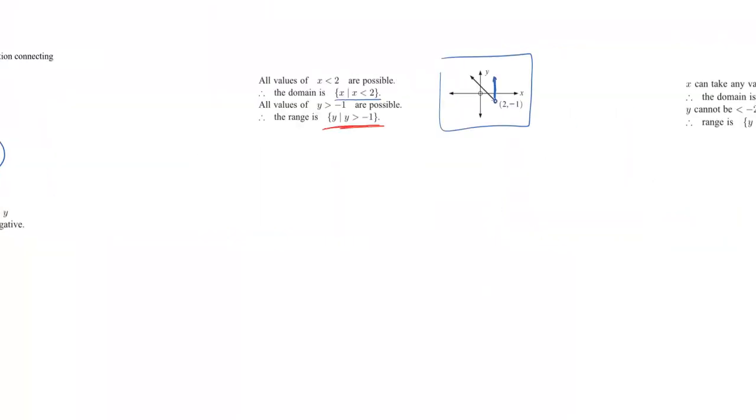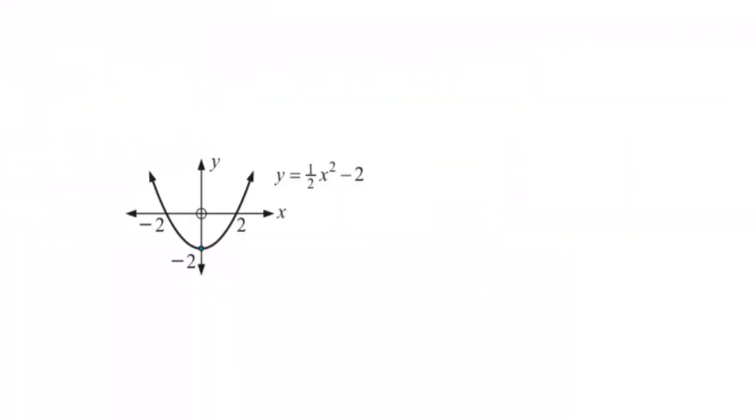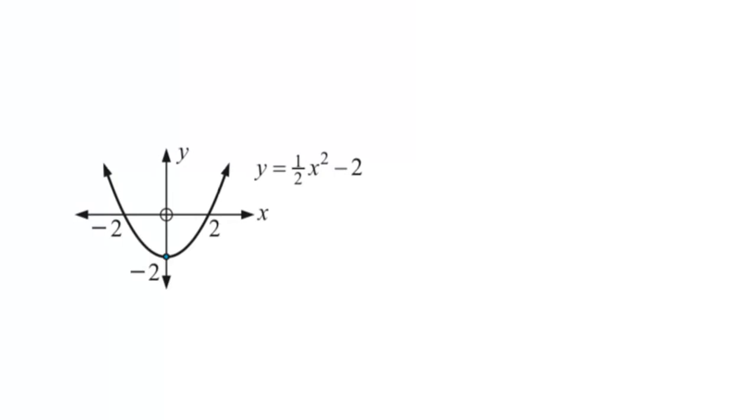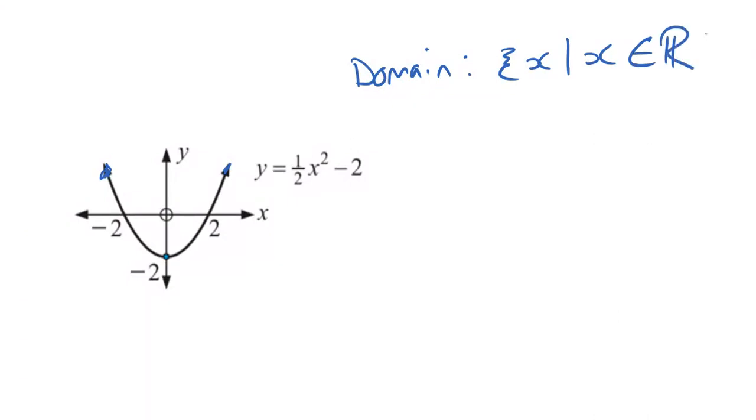Right, let's try another one. Now, this time we'll keep that answer hidden and see if we can think about this. So can you think about what is the range and domain? Let's start with the domain. Remember, the domain is the possible inputs, the x values. Well, again, because these arrows mean that we go on forever in both directions, we could say that x is such that x belongs to the real numbers.